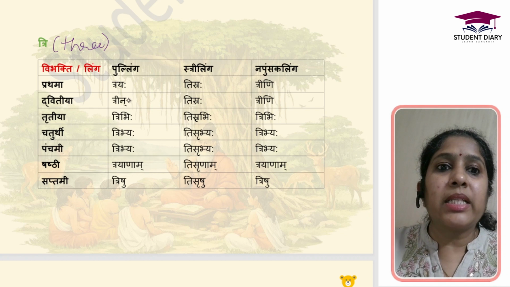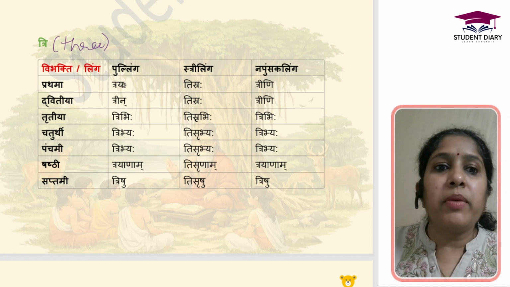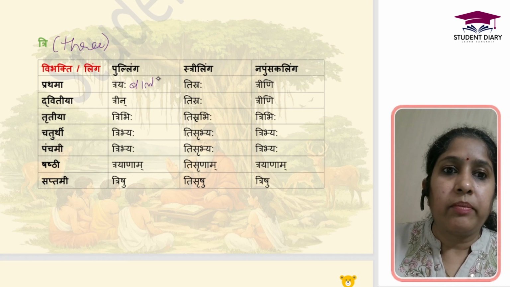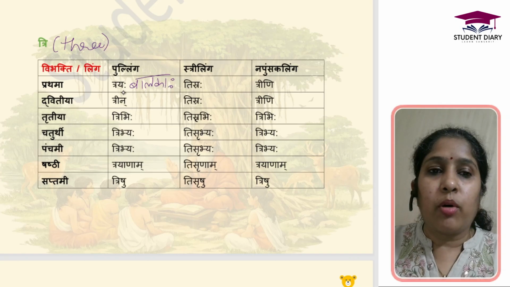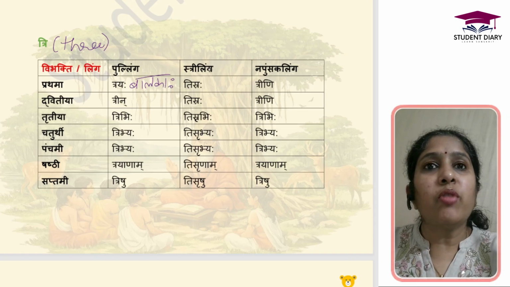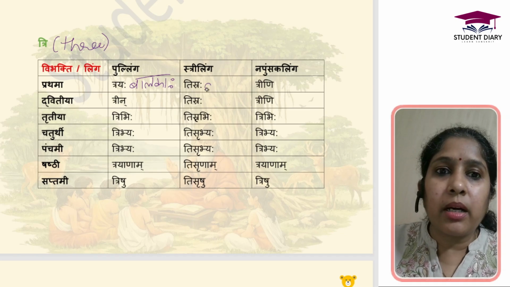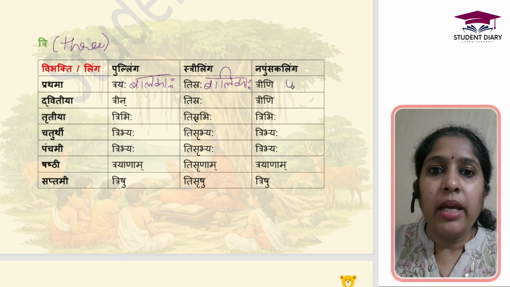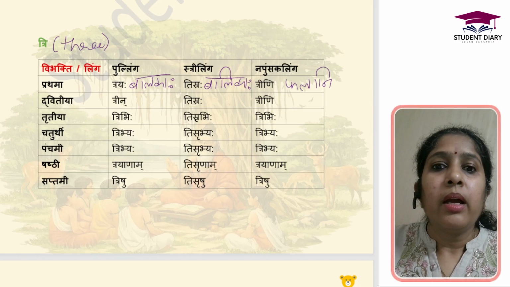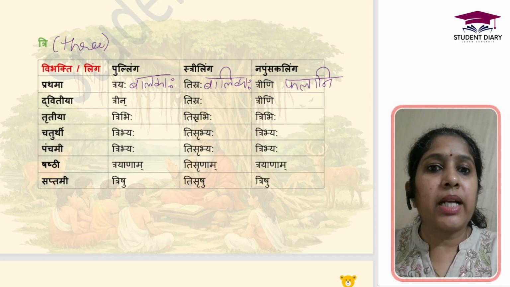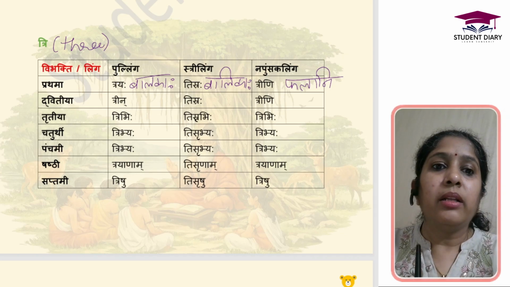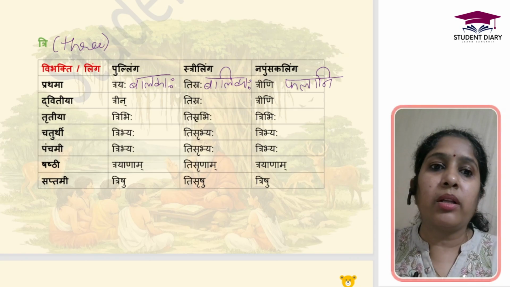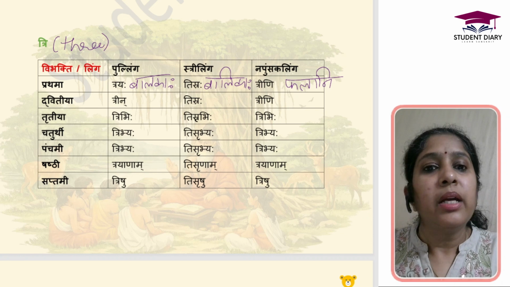Okay, so now let's say if you want to say 3 boys, you will be saying Trayaha Balakaha. If you want to say 3 girls, it will be Tisraha Balikaha. If you want to say 3 fruits, it will be Trini Falani. Got it? I hope everyone is understanding how we are changing the gender, right? Based on the numbers, right? Or we can say that numbers we are changing based upon the genders.